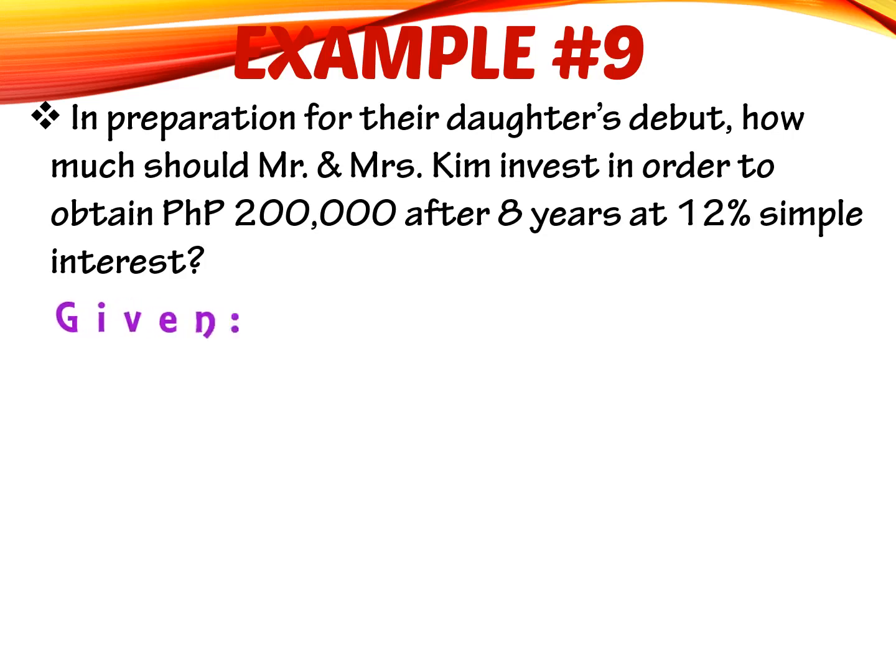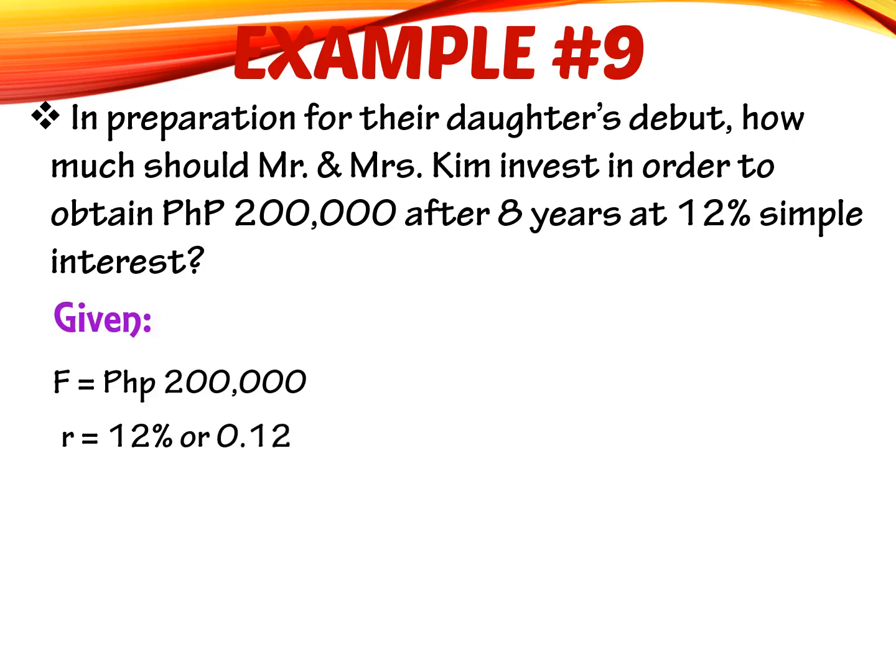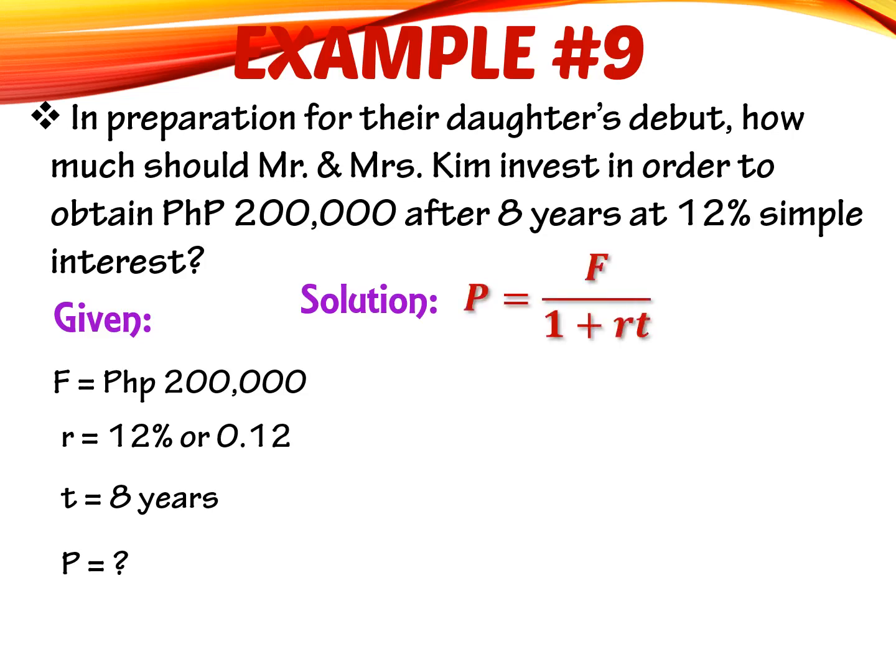Okay, so therefore, your 200,000 is your maturity value or your future value. R is your rate, which is 12% or 0.12, and the time is 8 years. You are asked to find P, or the principal or the present value. So this will be your formula since we don't have the interest.